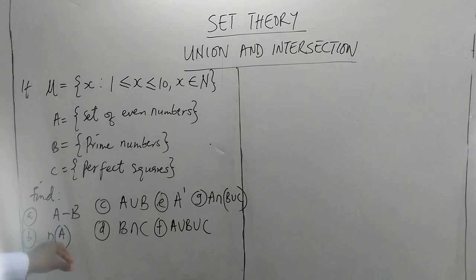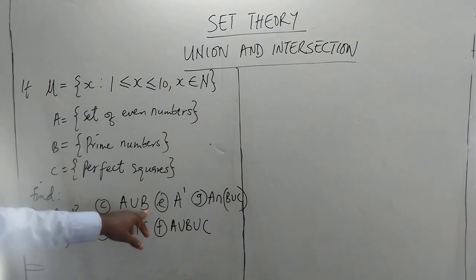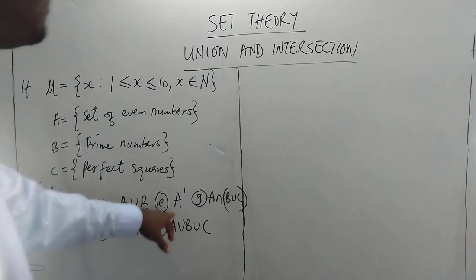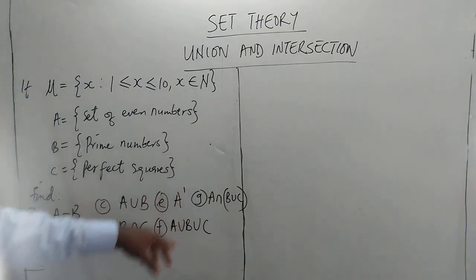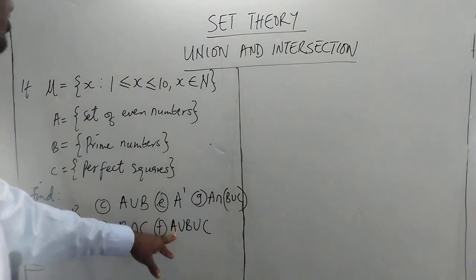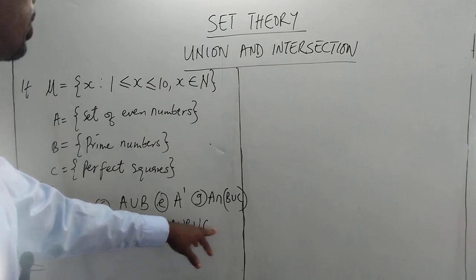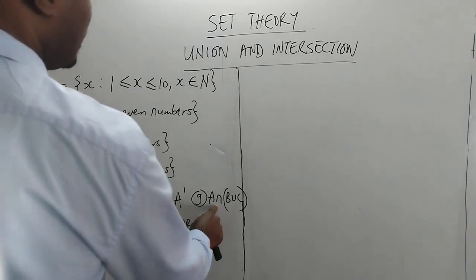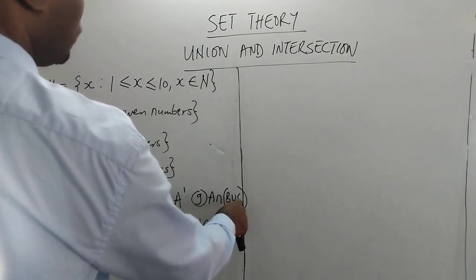How many elements are in set A? A union B, B intersect C, A complement, A union B union C, A intersect B union C.